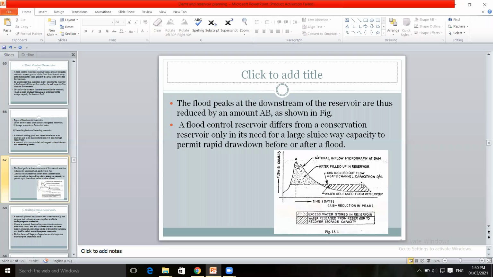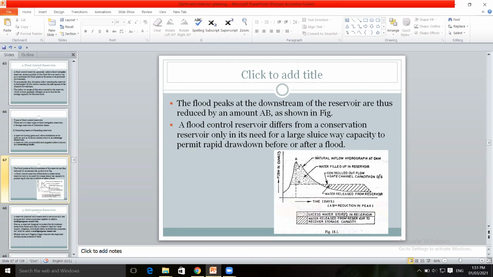The outflow is shown here by hatch portion, inclined line below this dotted line, horizontal line. The extra water which is released from the reservoir to recover a storage capacity. This is the excess water stored in the reservoir. Dotted hatch portion shows excess water stored in the reservoir during peak flows, that is shown by this AB vertical line.